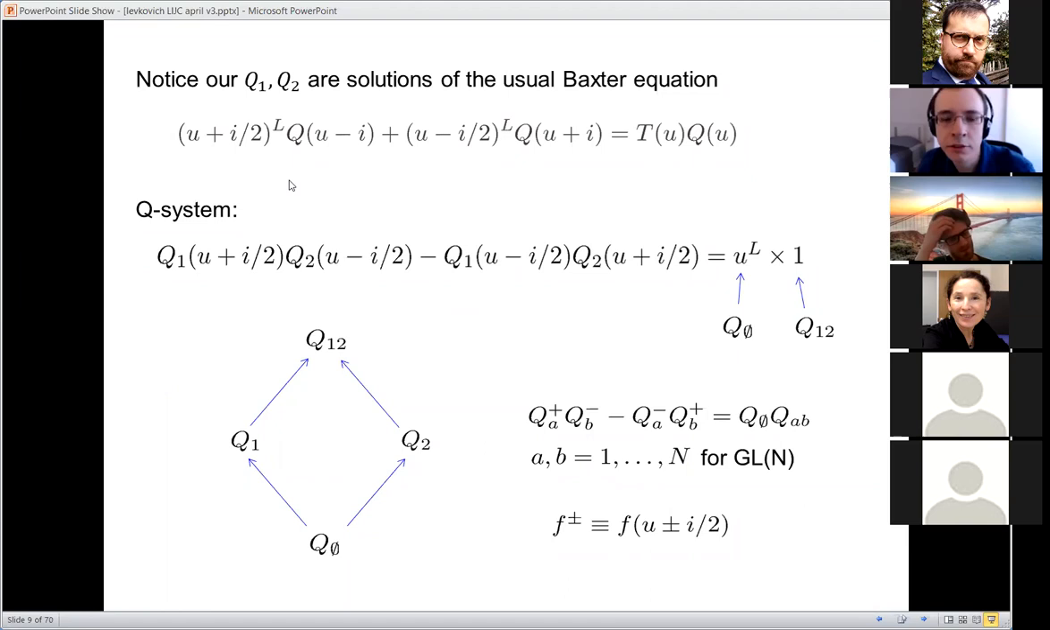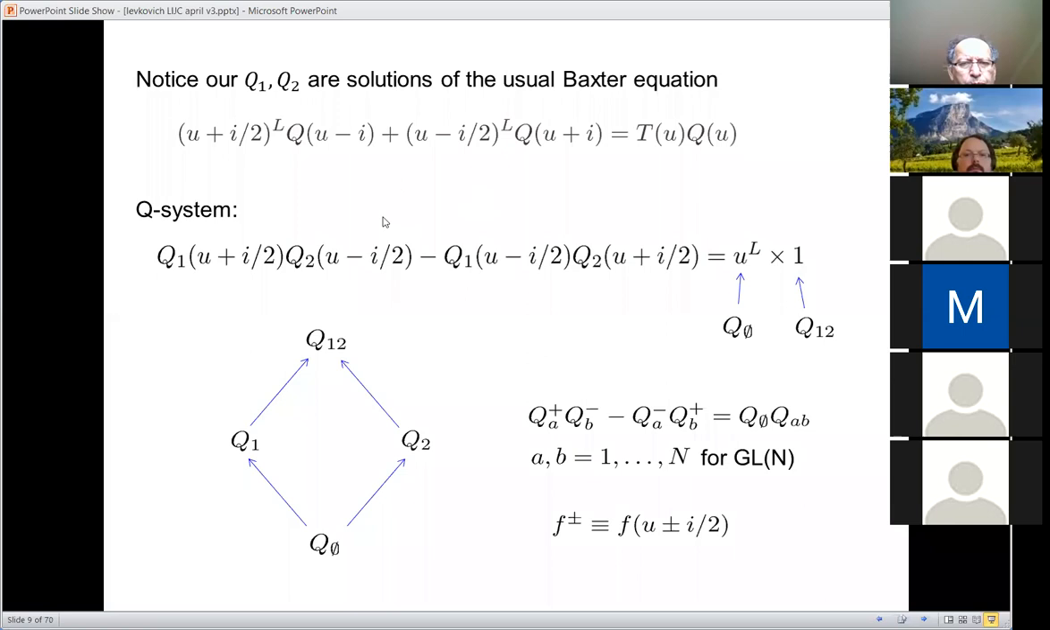First, another interpretation of these Q functions is that, of course, they are solutions of the usual Baxter equation, which to some people may be more familiar than this bilinear equation. It's just a linear second-order equation on one function Q. But since it is second-order, it will have two solutions, which are precisely the two polynomials Q1, Q2, for a given polynomial T of u, which is the eigenvalue of the transfer matrix. Again, once we impose that Q and T are polynomials, this equation provides a discrete set of states. But still, the best way to describe the system is using this bilinear relation between Q1 and Q2.